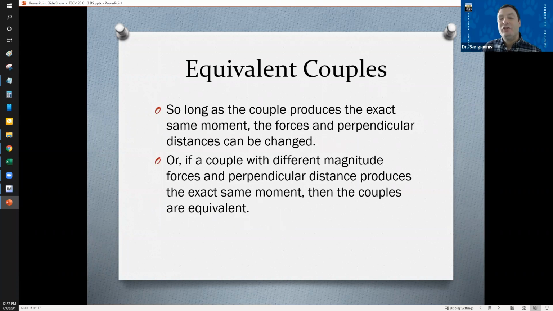So as long as the couple... what do we talk about with equivalent couples? Couples are equivalent if they produce the same moment. The forces and the perpendicular distances can all be changed. So you could have a force of, say, 1 Newton acting at 10 meters apart, which is the same couple as 10 Newtons acting at 1 meter. So it's the same couple. And if that's the case, the couples are equivalent. That's all this rule is saying.